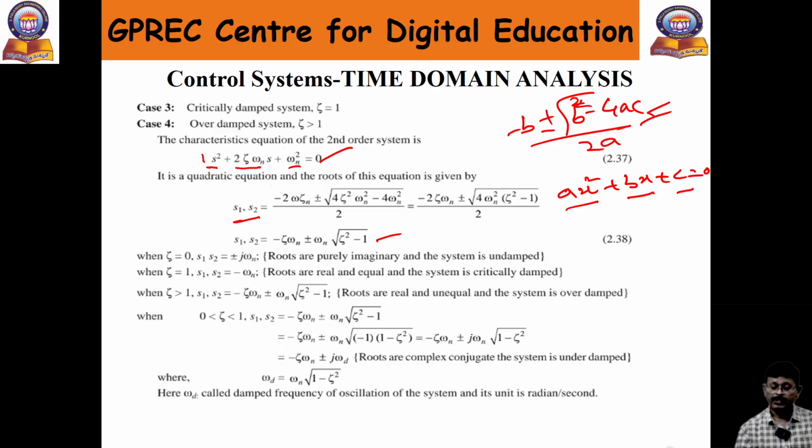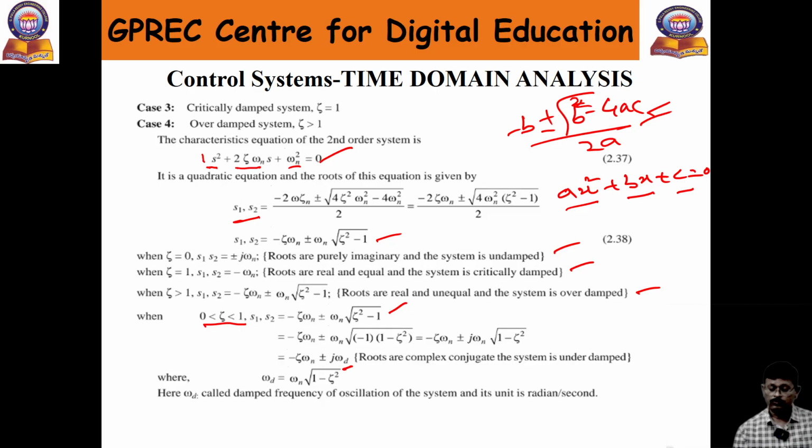Depending on the roots, when they are purely imaginary, it is called underdamped. When they are real and equal, we call it critically damped. When the roots are real and unequal, the system is overdamped. So by using the roots of the system, we can also define the type of the system. Then if the value of zeta is 0 to 1, you substitute in this case. What will you get? Minus zeta omega n plus or minus j omega d.